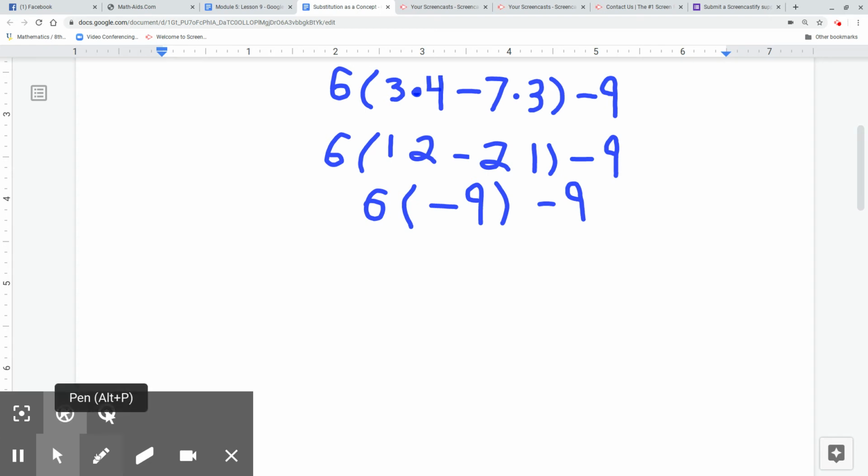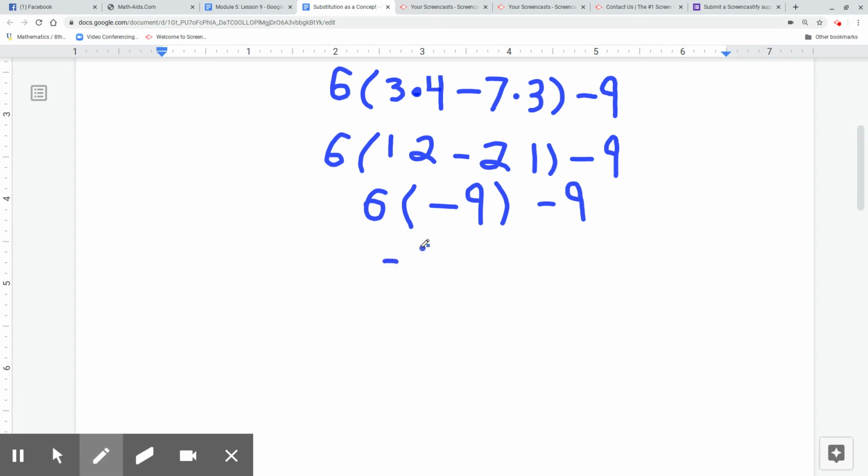So 6 times -9 is going to give me a -54. Remember, I have a positive number being multiplied by a negative number, so my answer will be negative. And then I still have -9. So I have one more thing to do here to finish this up, and that is to subtract -54 minus 9. Altogether, that's going to give me -63. So that would be our answer for problem number 1.